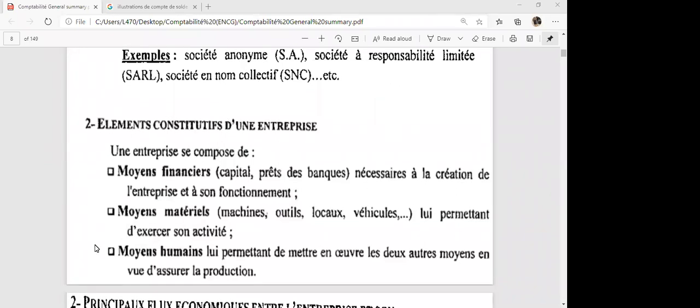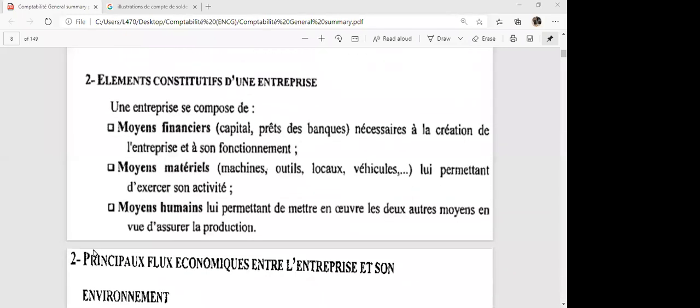The last one is Le Moyen Zyuan. Le Moyen Zyuan comprises human resources, which is the people who work in an enterprise. Hope that's clear.